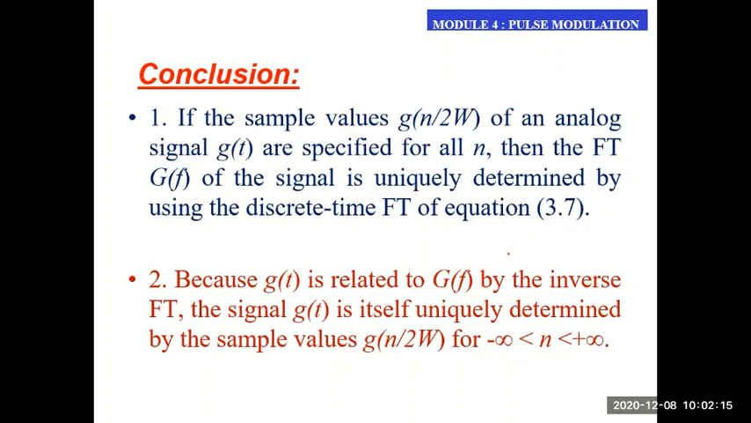And we can also conclude that because g of t is related to G of f by the inverse Fourier transform, the signal g of t is itself uniquely determined from the sample values g of n by 2W for all values of n between minus infinity to plus infinity. So if we can specify G of f using these samples g of n by 2W, then I can also get back g of t using the same samples. That's all we say. So understand in simple terms.